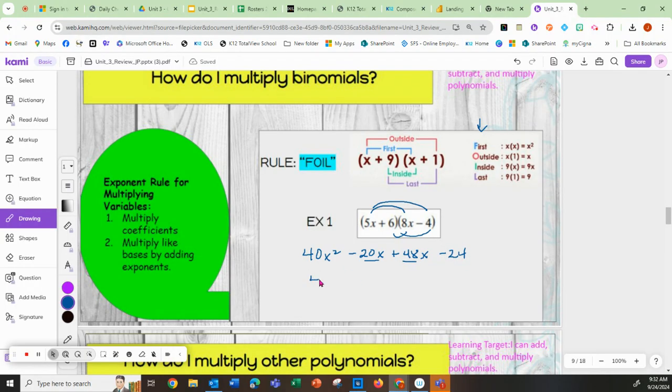Our middle terms are going to be like terms, so we always write our highest degree term first. We combine our like terms, and then we write our terms in the degrees that are going down. So 2 understood 1, and then the 24 has a degree of 0. So remember, this only works for a binomial times a binomial. So it's got to be 2 terms times 2 terms.